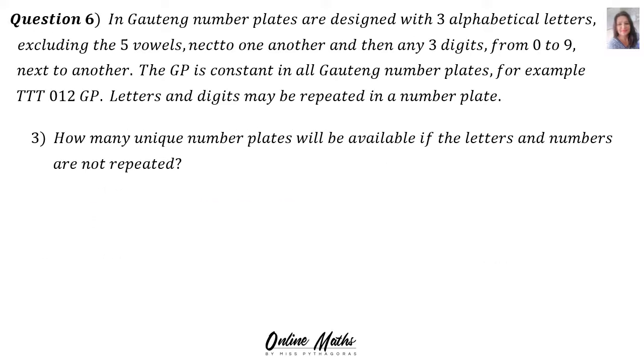Question 6 continues. Number 3. How many unique number plates will be available if the letters and numbers are not repeated? This means, do you agree? For the first 3 letters there will be 21 times, and now they cannot repeat, so it's times 20 times 19, and then for the digits the first space will be 10, cannot be repeated, 9 times 8, and your answer, 5,745,600.